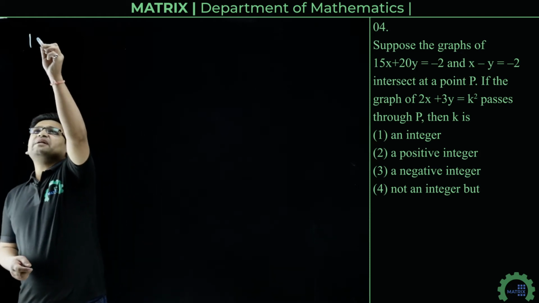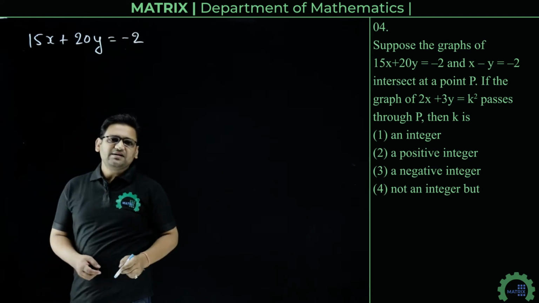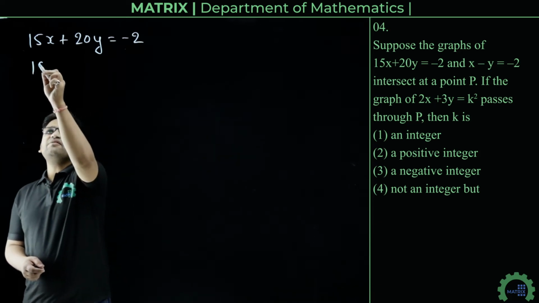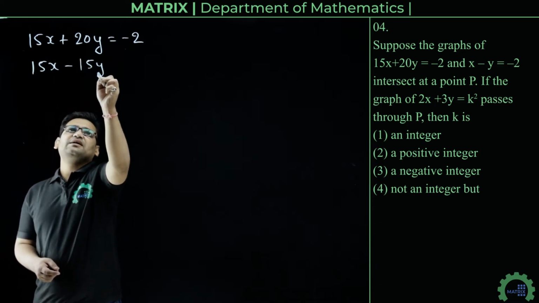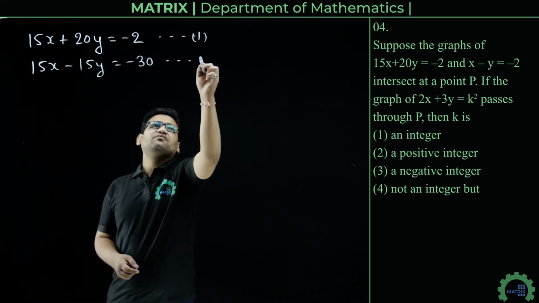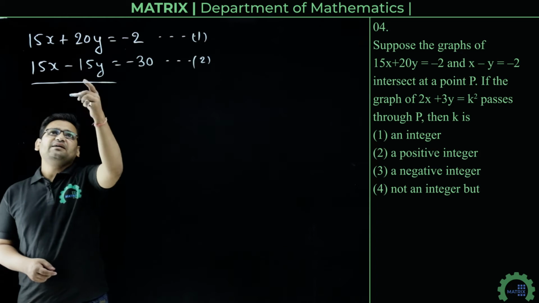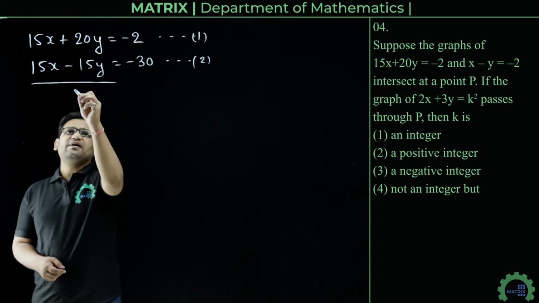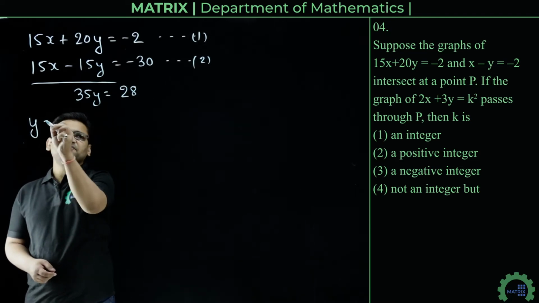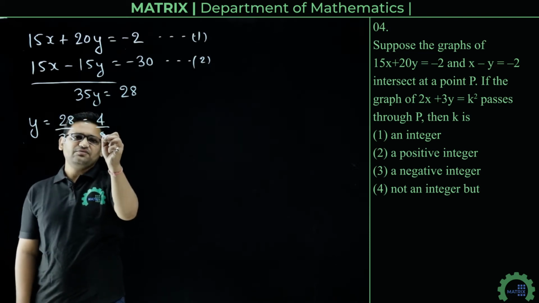So given equations are 15x plus 20y equals to minus 2, and second equation is x minus y equals to minus 2. So multiplying this equation by 15, we get 15x minus 15y equals to minus 30. Now subtracting equation number second from first, we get 15x cancel out each other, and that will be 20y minus of minus 15y, that is 35y, will be equals to 28. So y will be 28 upon 35. So it will be 4 by 5.